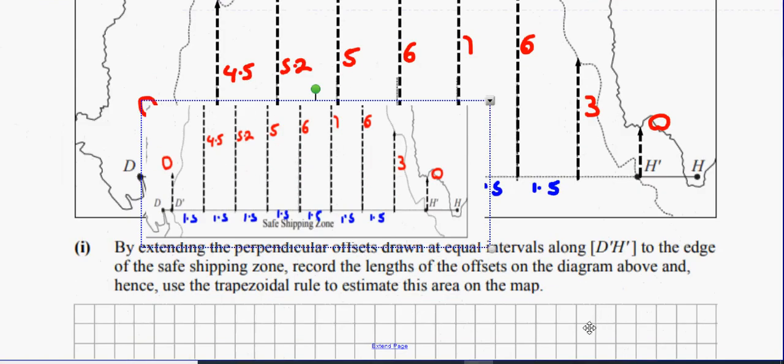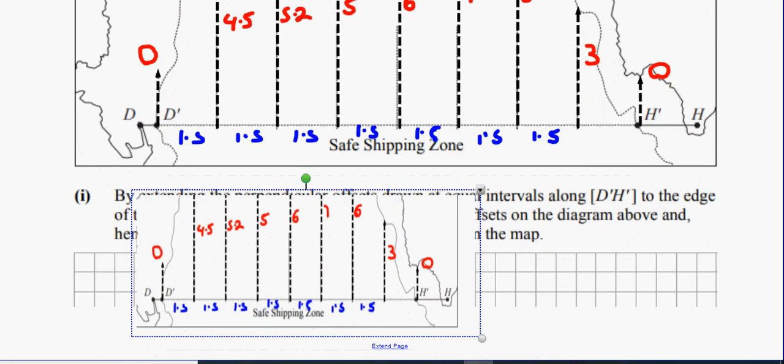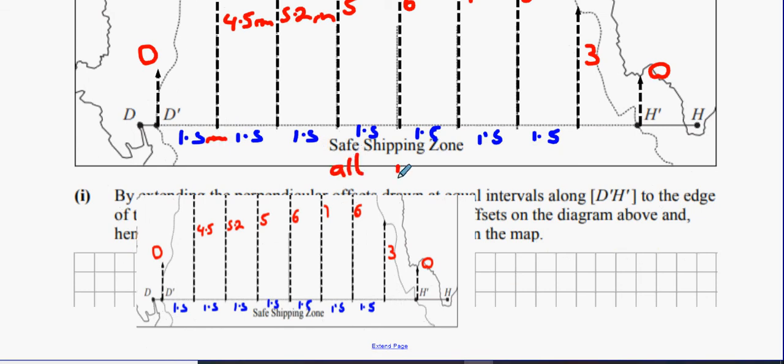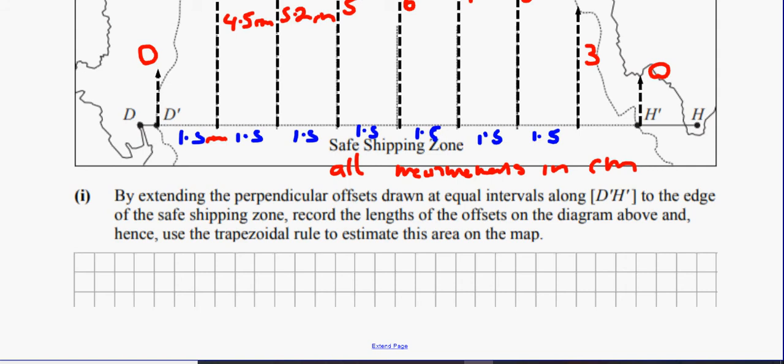Right. Now, what did we measure them in? Centimeters, was it? So you could just write underneath that all measurements are in centimeters, if you want. It looks bad if you keep putting in centimeters all the time, doesn't it? It doesn't quite fit, does it? All right. Let's move on.